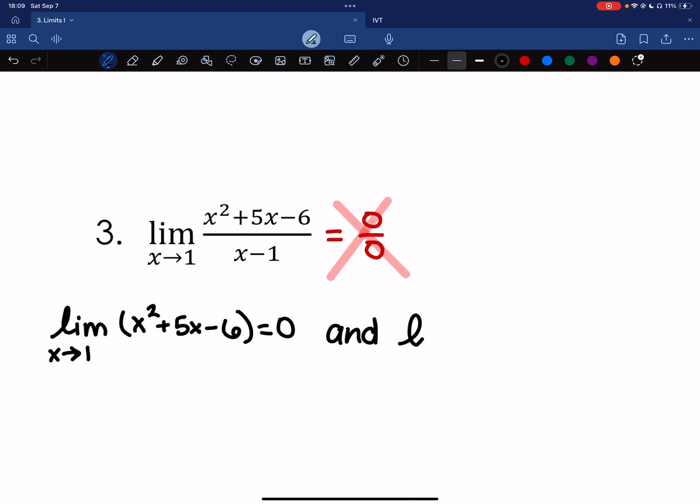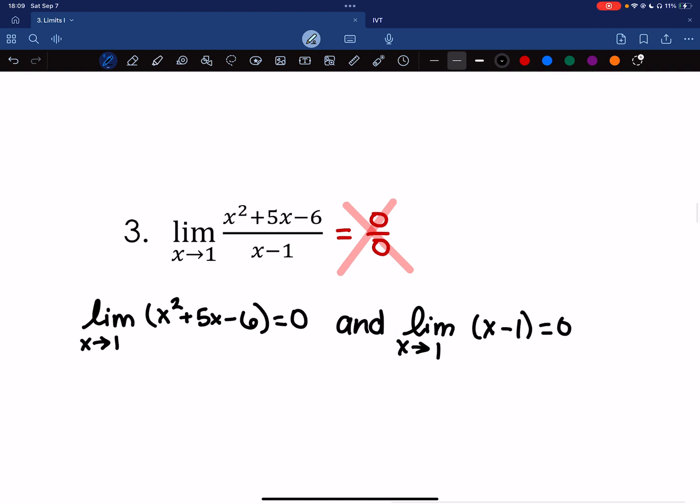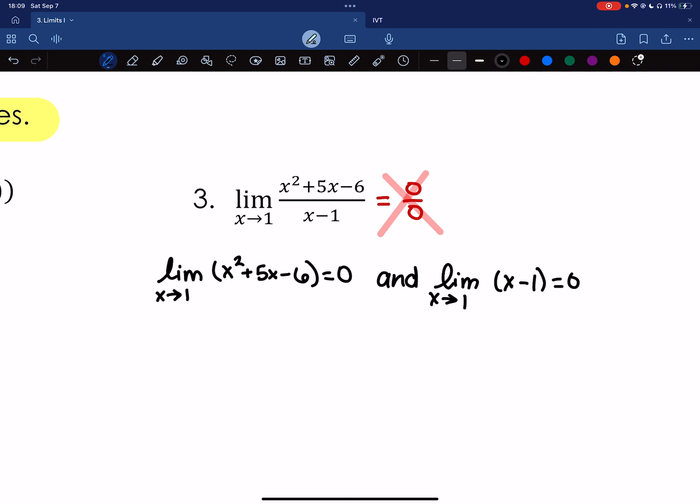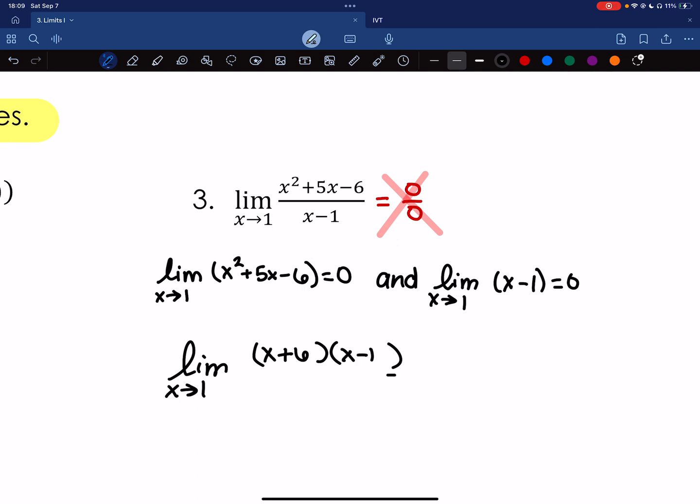And the limit as x approaches 1 of x minus 1 equals 0. Okay, so that's how you have to write it. You cannot write it as 0 over 0. That will cause us to lose credit. So now we're going to try the factoring techniques. The factoring techniques say we need to factor the top. So the top, we need to think about what two numbers multiply to give us negative 6, add to give us a positive 5. That would be x plus 6 and x minus 1.